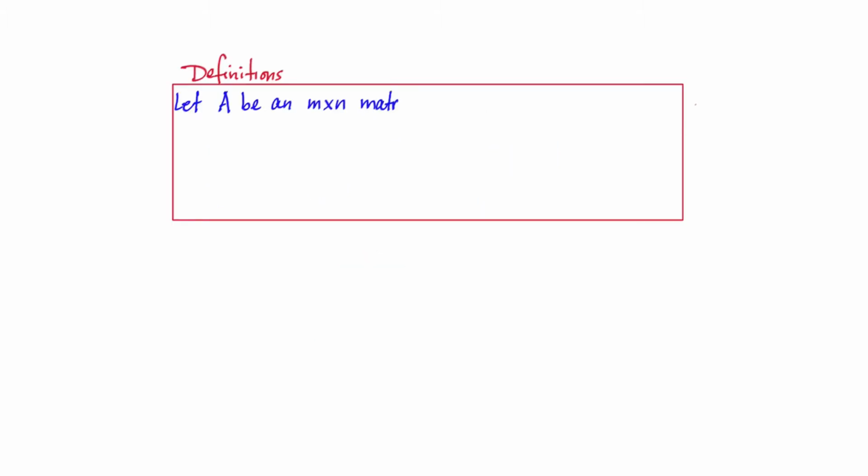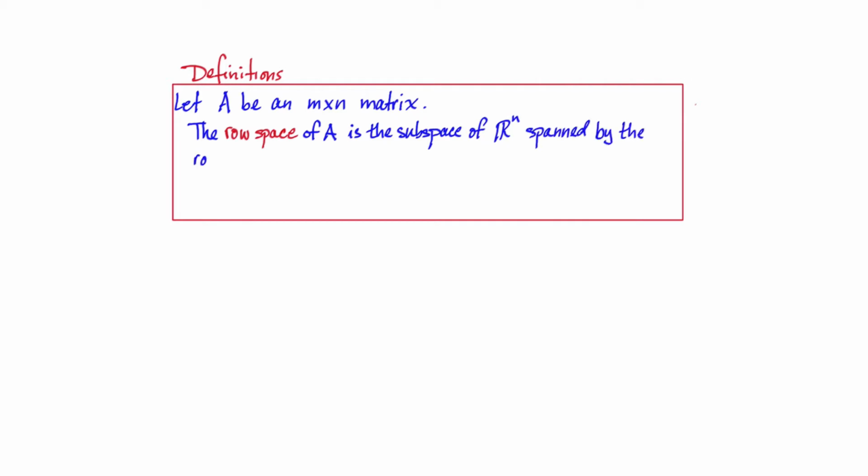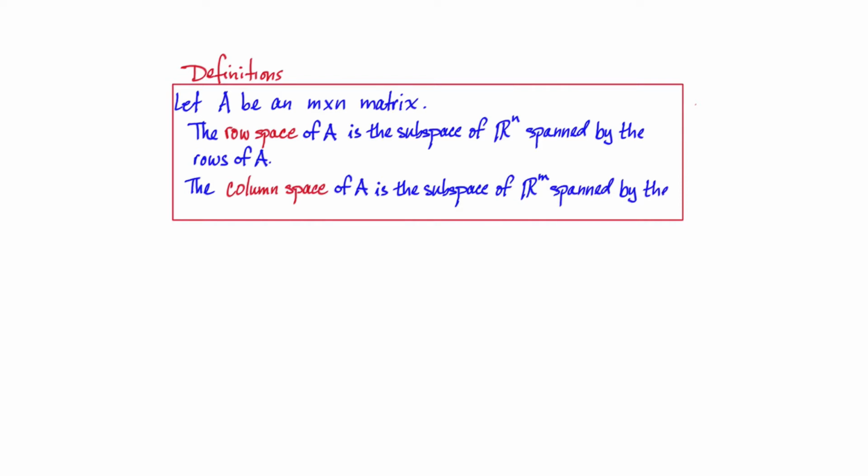So if A is any m by n matrix, then the row space of A is just the subspace of Rn that's spanned by the rows of A, and the column space of A is a subspace of Rm spanned by the columns of A.